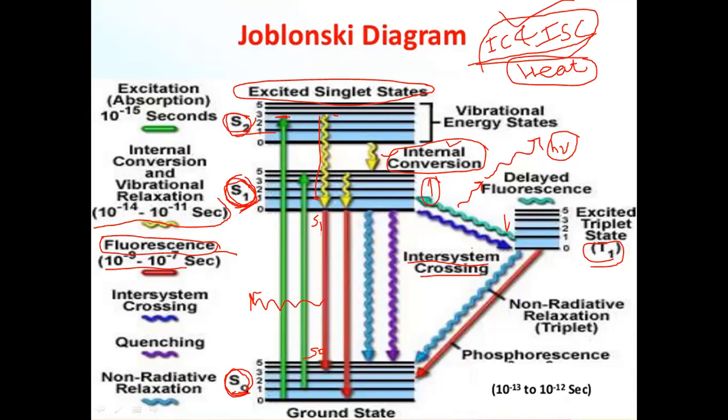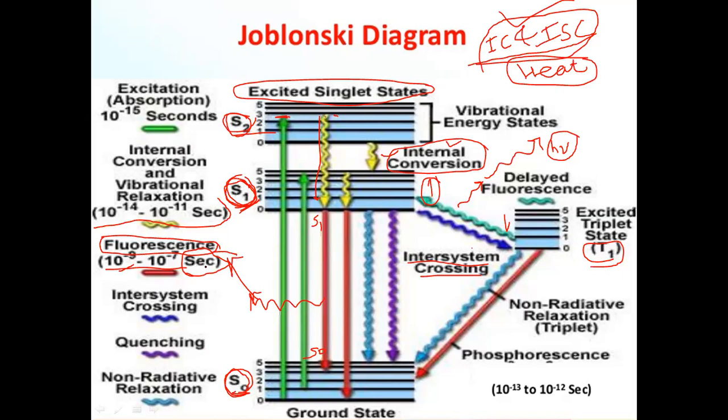Pay attention: from the ground state it moves to the excited energy level, and in the excited energy level it loses the energy in the form of light and comes to the ground state. This energy released during the de-excitation of the electron from S1 to S0 is called fluorescence. And this fluorescence time is 10 to the power minus 9 to 10 to the power minus 7 second. It very fastly comes to the ground state and gives this energy.